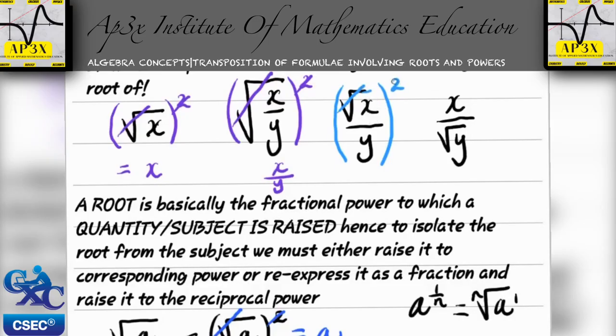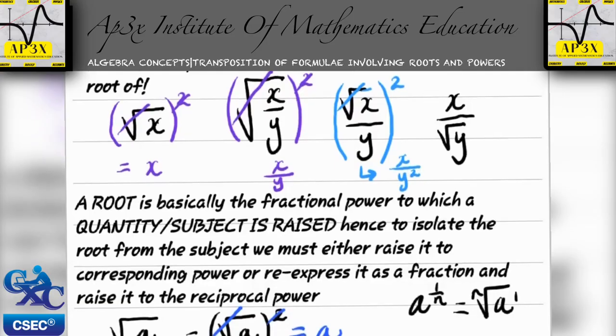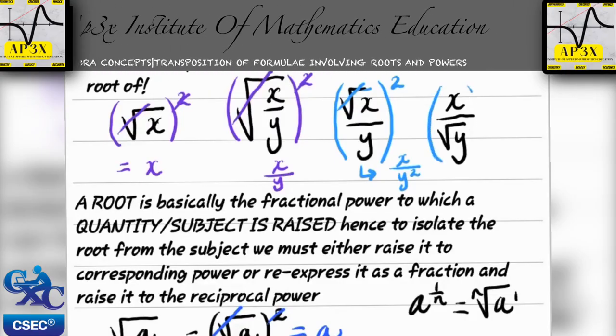But remember that according to the laws of indices, the power to power rule is that once you square a fraction, you have to square both the numerator and the denominator. So we're going to end up with the square canceling the square root at the top, so you're just left with x, and then of course the square will also square the y. Remember, the square root is not connected to the y, so the y will be affected by the square. Okay, so we have x over y squared.